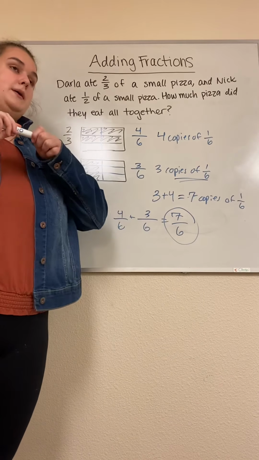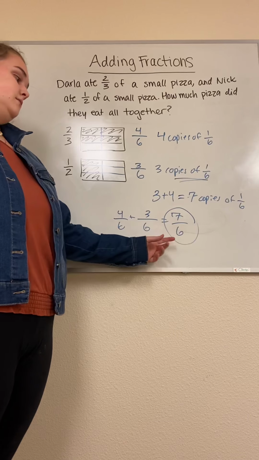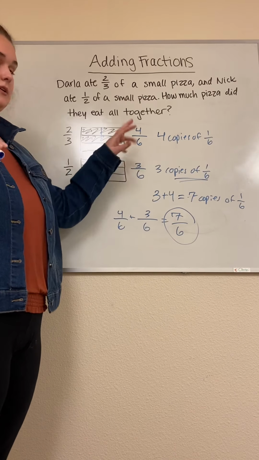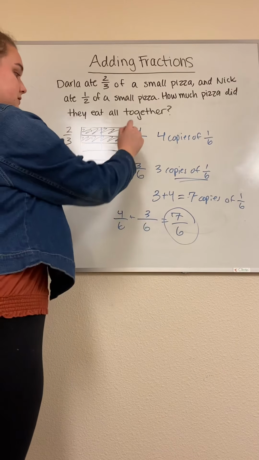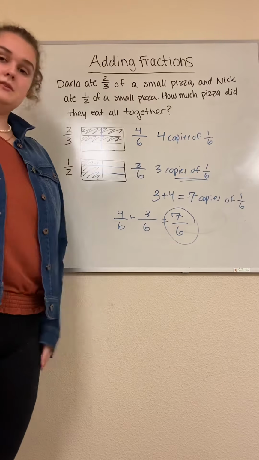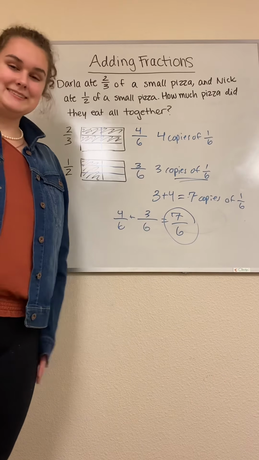So what you really need to remember is the copies part. You're not messing with this bottom number because that's just telling us our unit. It's only the top. So 4/6 plus 3/6 equals 7/6, and that's how much pizza there is.